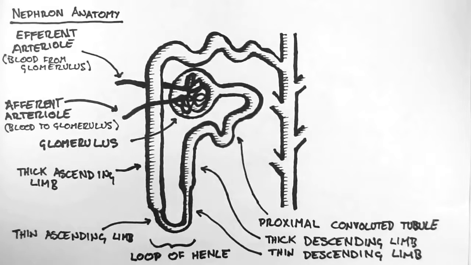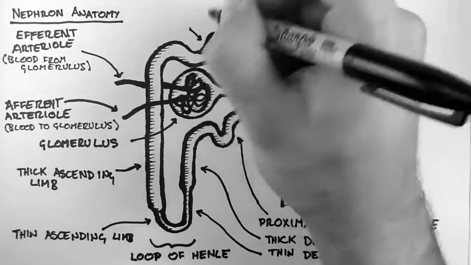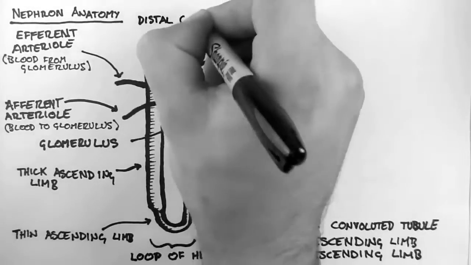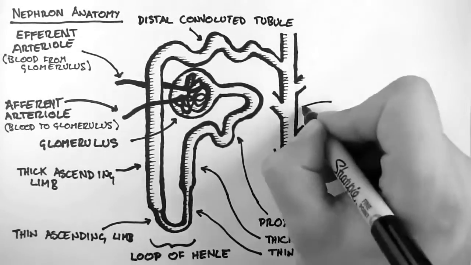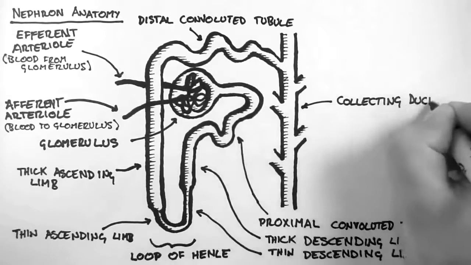Note that the tube then passes by the glomerulus and the arterioles. It is at this point that the juxtaglomerular apparatus lies. We will talk more about the juxtaglomerular apparatus in the next tutorial. This is a distal convoluted tubule at this point, and I've labelled this here. Then the distal tubule connects to the collecting duct.